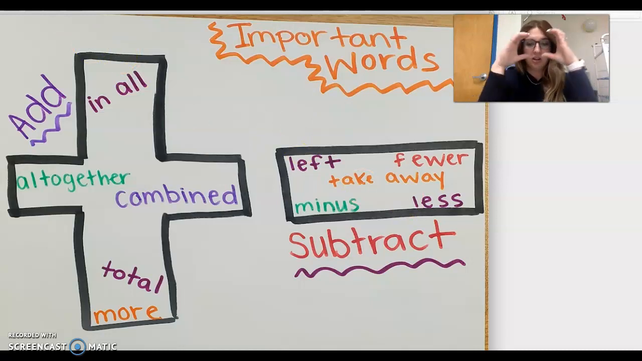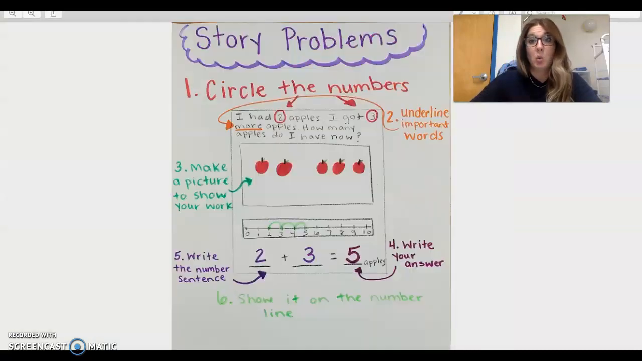We always want to be looking for the important numbers, looking for the important words: circle the number, underline the word, make our picture, write our answer, make our number sentence, and show our work on the number line to recheck our answer. So we will practice this in the slides, and let me know if you have any questions.